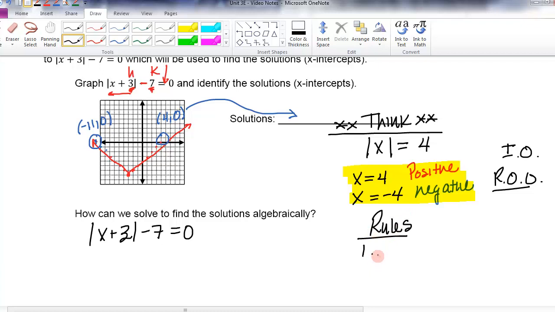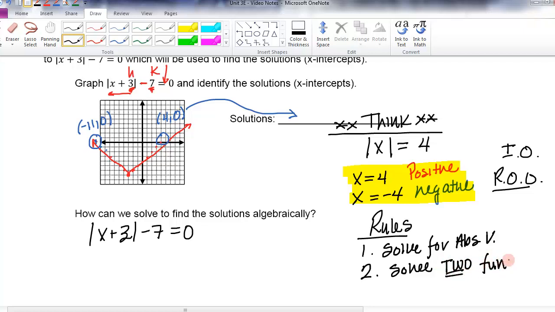Oops, let me erase that real quick. All right, so our first rule was solve for the absolute value, meaning isolate it. And then step 2 was to address the positive and the negative. So we're going to solve two functions after that. We're going to solve a positive and a negative function. Solve two functions.